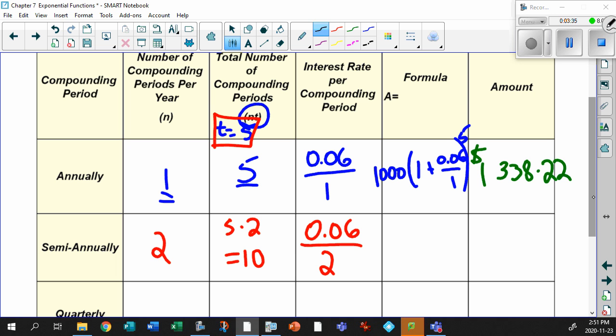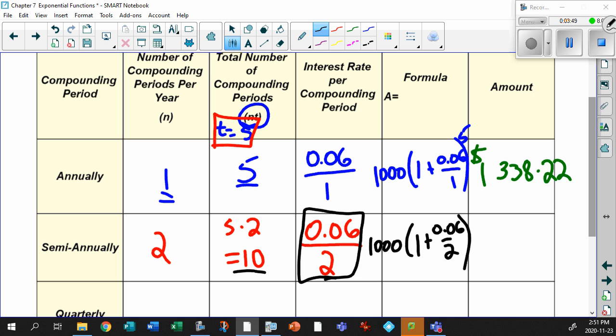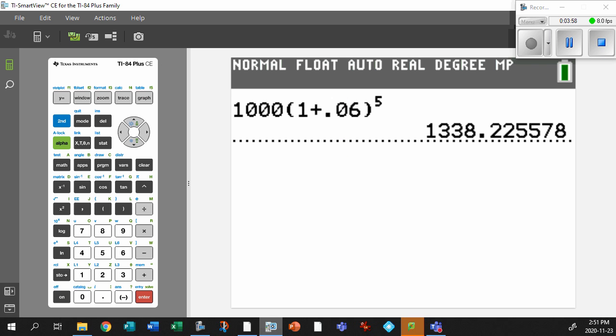The formula is pretty easy. 1,000, 1 plus this interest rate, right? Because you're compounding semi-annually, 0.06 over 2, right? For a total of 10 total investments over the 5 years. Twice a year for 5 years is 10. Work this one out. Okay, let's go. Calculator, here it is. Notice how this is the same. It's still $1,000. You haven't changed that. Your interest rate is going to be 1 plus.